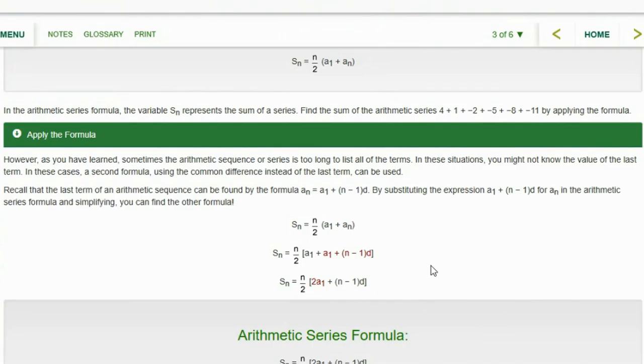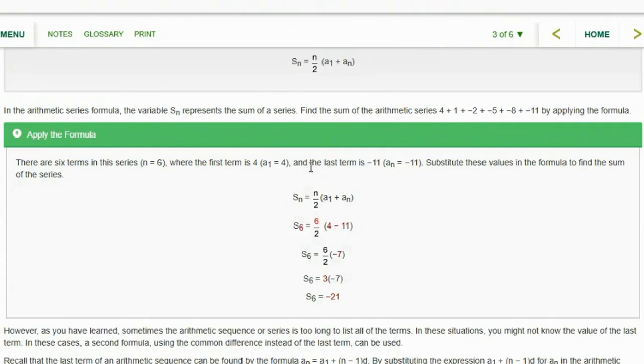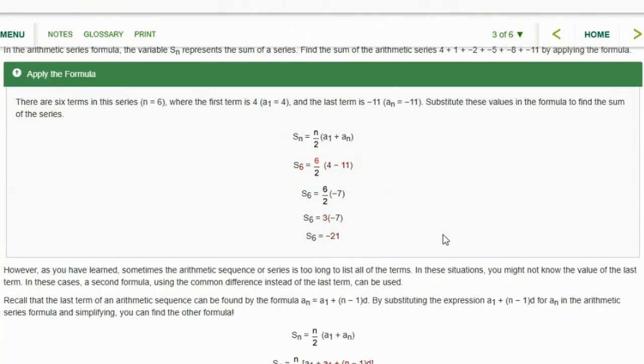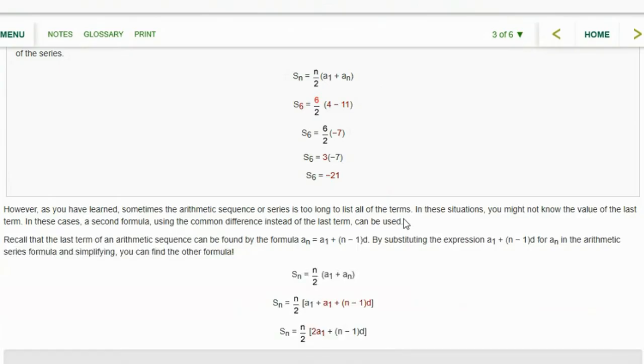Oh, so we're developing another series. Okay, apply the formula right there to get the negative 21. But sometimes the sequence or series may be too long, right? Maybe they don't give us the whole thing. Like if we got a sequence that has 40 terms in it, we want to add all of them up. It's not going to list all 40. We may not know the last one.